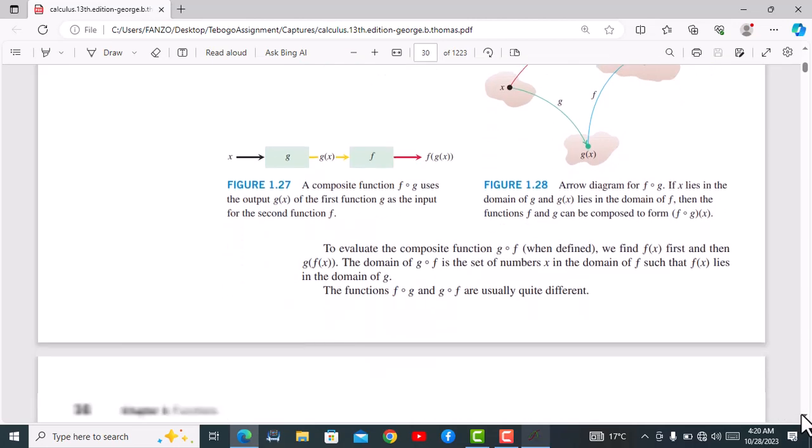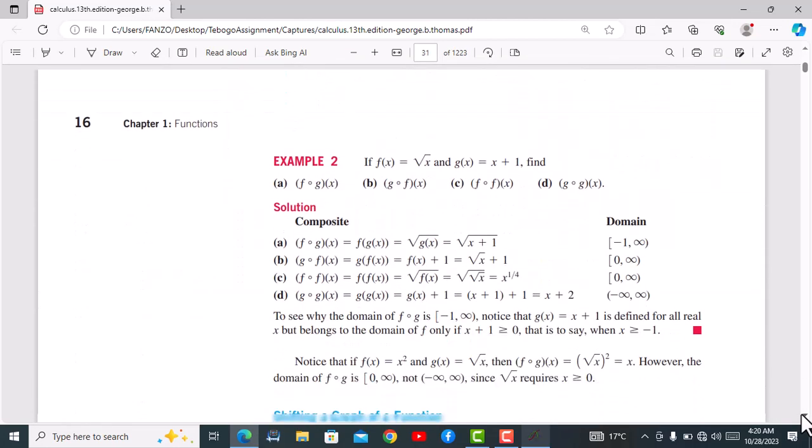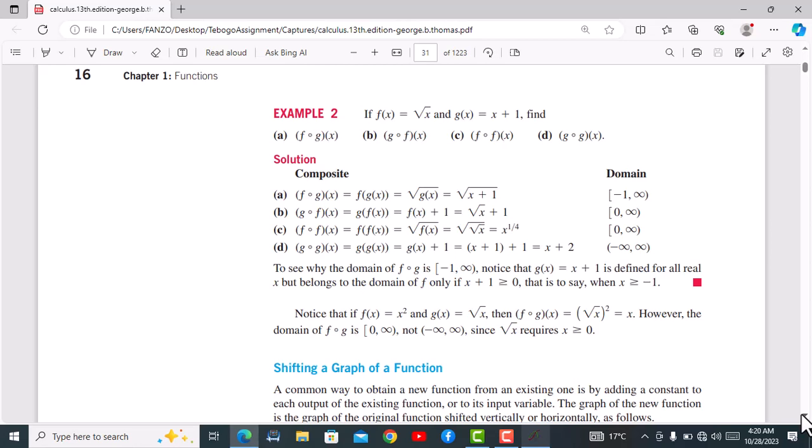Okay, the definition may be a little bit confusing at the start. I'm not going to use those diagrams to explain this. I think this is best explained with examples. So we have f of x equals the square root of x and g of x equals x plus 1. Then they say to us, find f∘g, f composed with g.